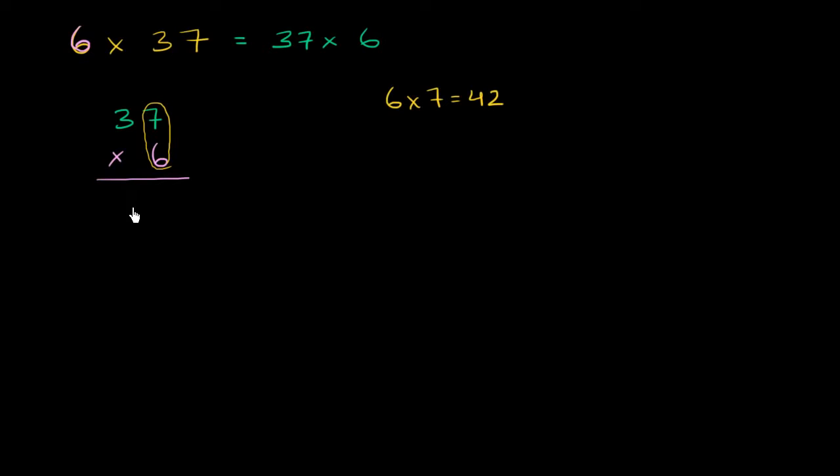Now, we don't just write 42 here, or at least not in the standard method. We wouldn't write 42 here. We'd write the 2 in 42 in the ones place. So we'd write that right over there. And then we'd carry the 4 in 42 up to the tens place.